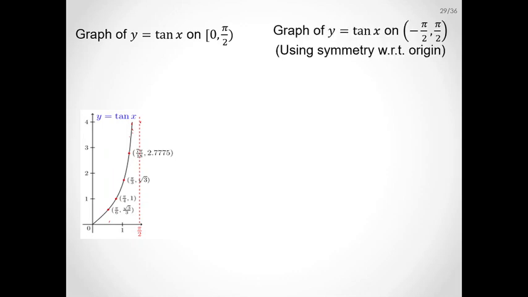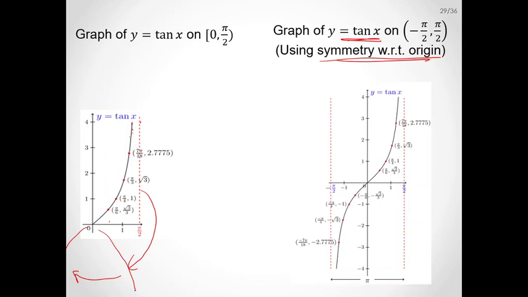Now we can use the symmetry with respect to the origin. The tangent is odd, and symmetric with respect to the origin. What you will do here is, to get the other part, you take this one, and you will get the other part. So if you get the other part, you will get this.